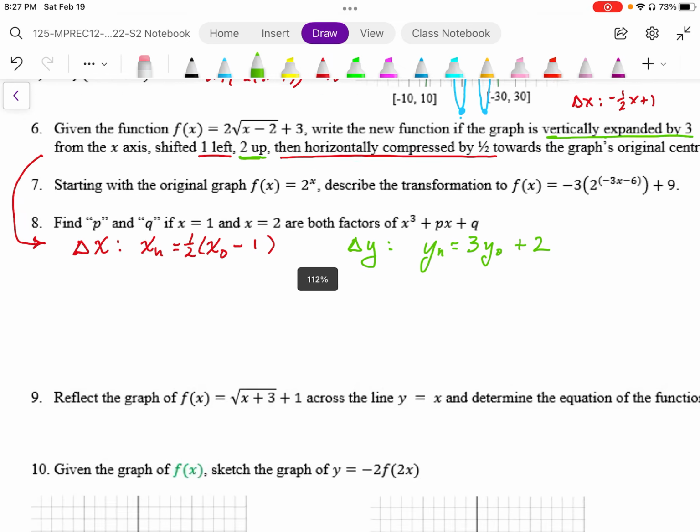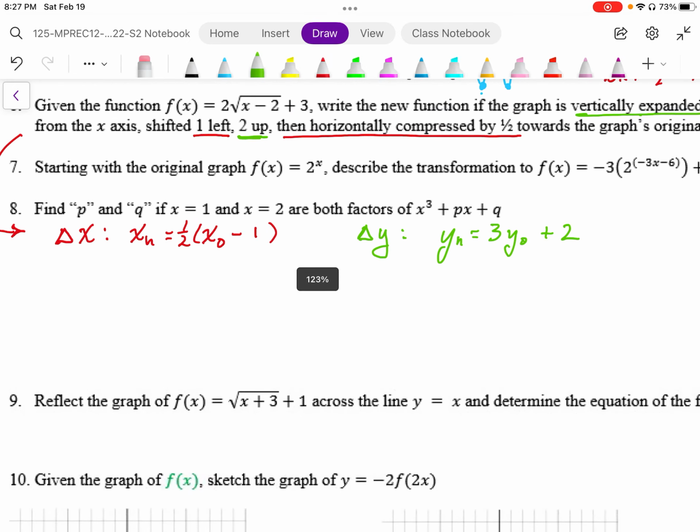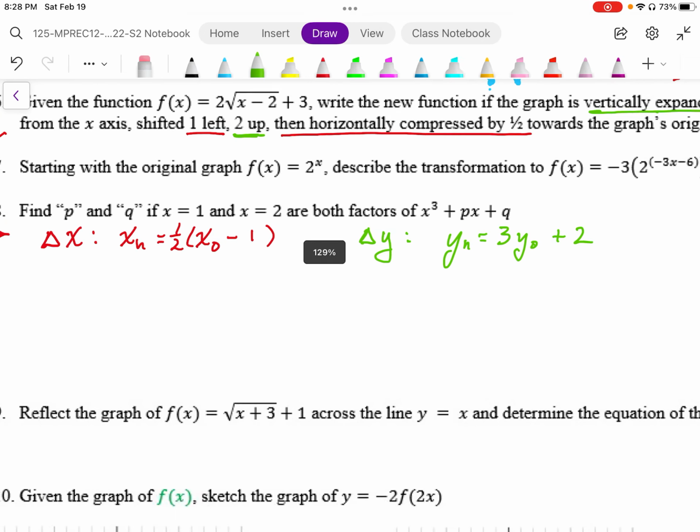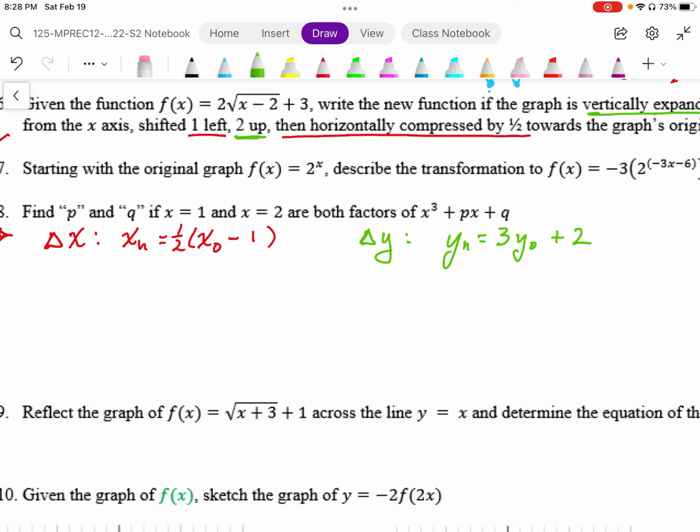So looking at the x's, here the transformation is 1 left, then horizontally compress 1/2 towards the graph's original center. So I've written here in red, this is left 1 compressed by half. Now this is the actual description of what we're doing, but we want the function notation.